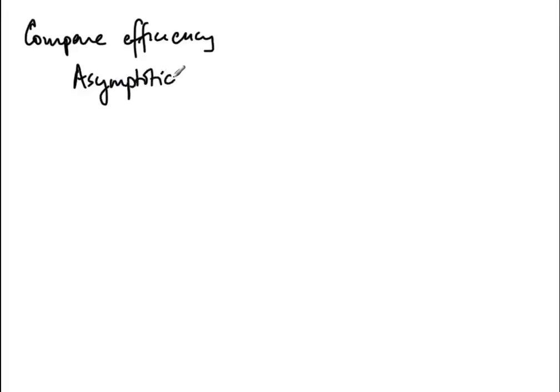So let's look at how we can compare efficiency in the presence of our assumption that we are only dealing with asymptotic efficiency, right? So we're only looking at properties as n tends to infinity.